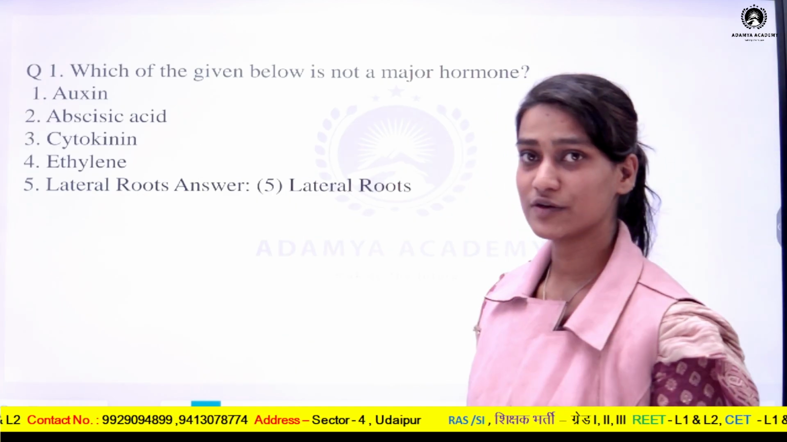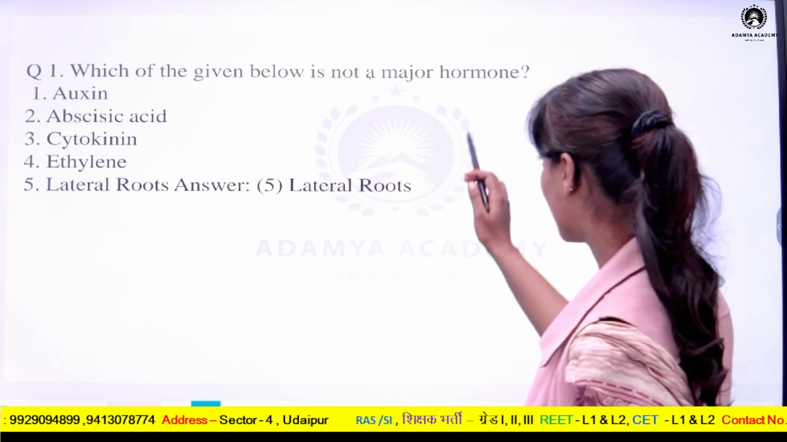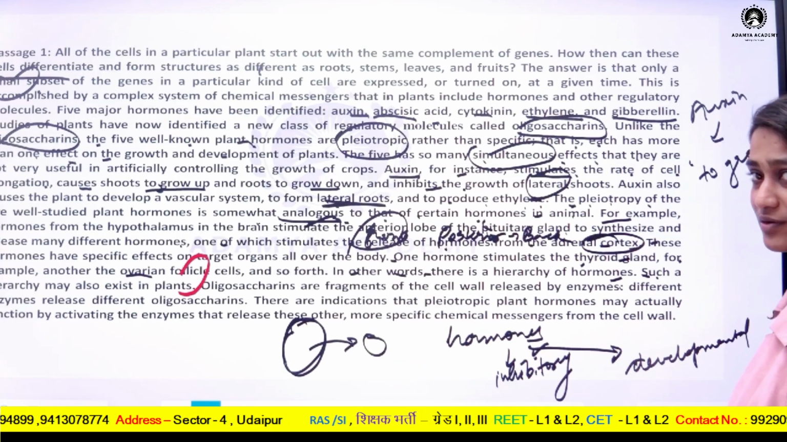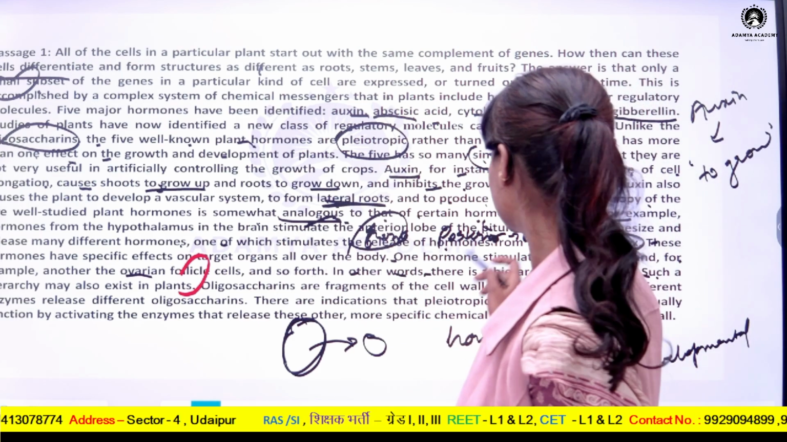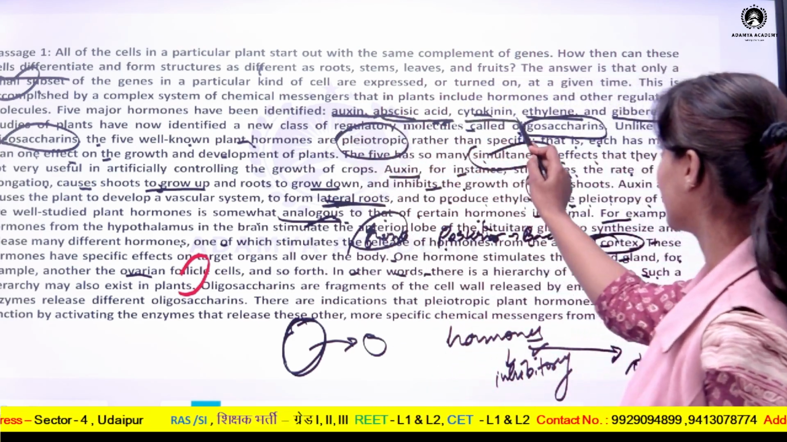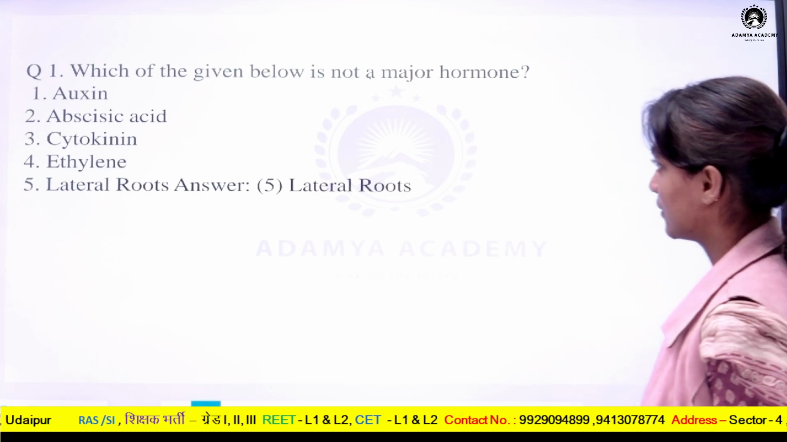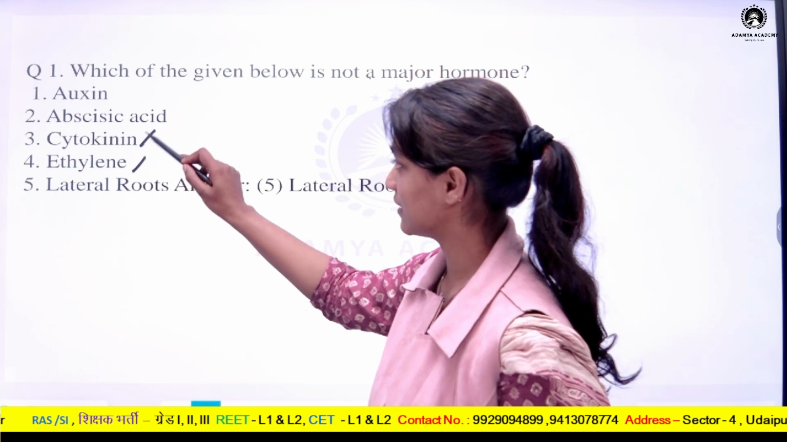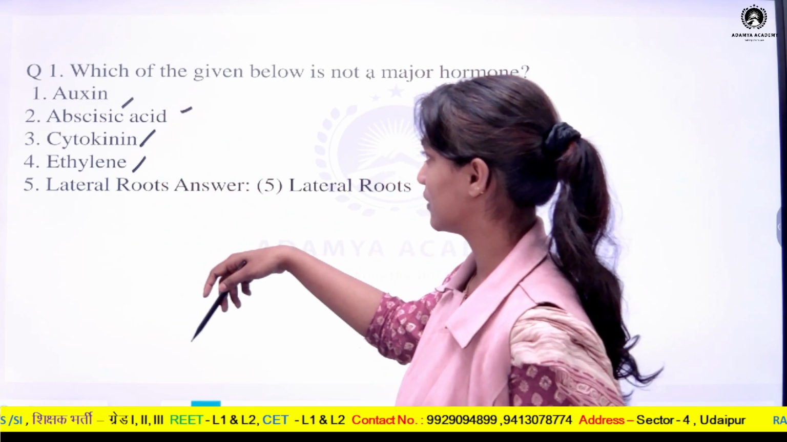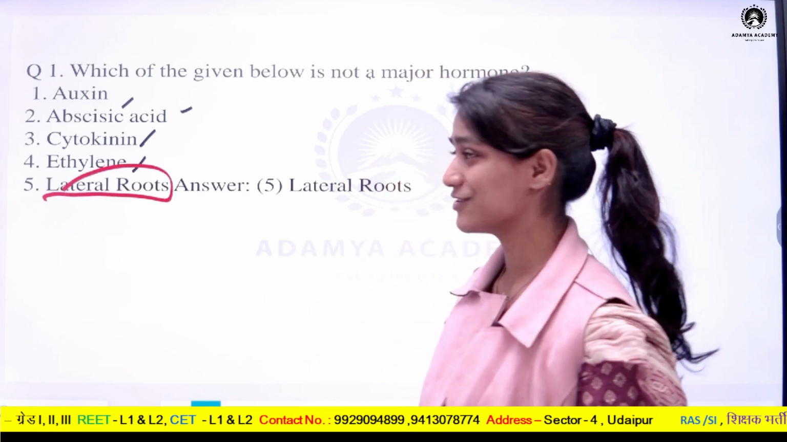So now let us look into the questions. Which one of the given below is not a major hormone? We have studied about auxin, abscisic acid, cytokinin, ethylene and gibberellin. Cytokinin we have studied, ethylene, abscisic acid and auxin we have studied, but we have not studied lateral roots. So lateral roots is not a hormone.